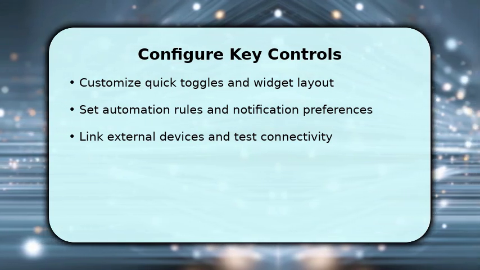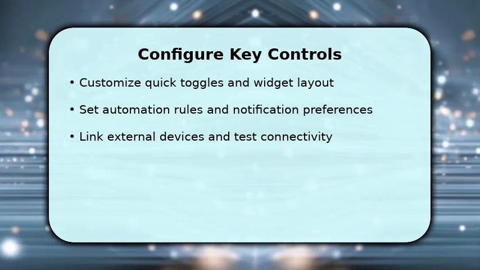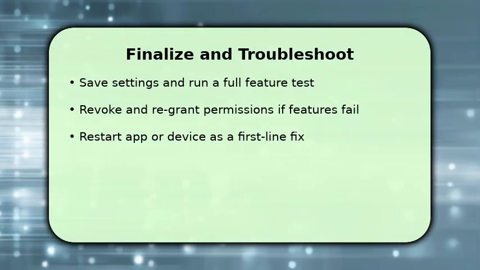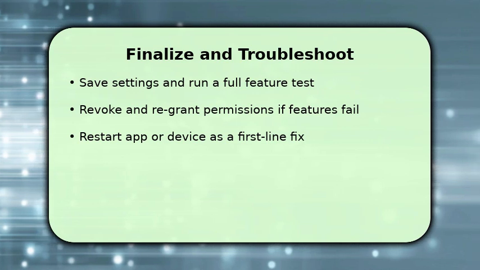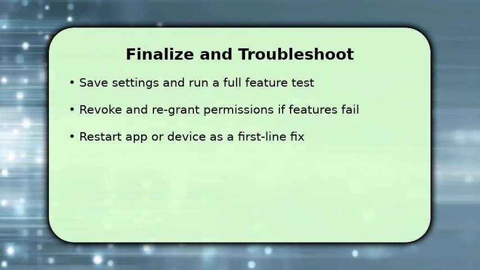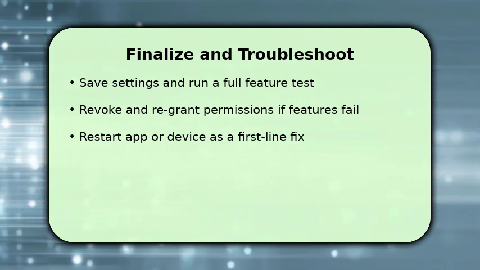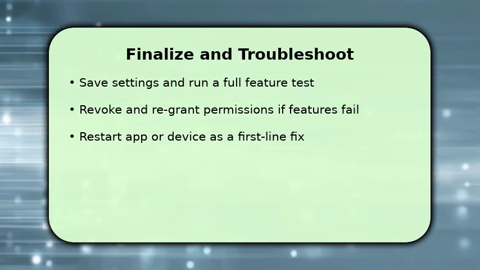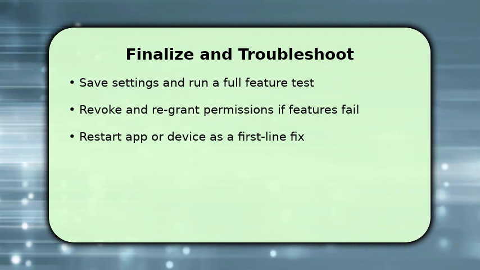To finish, save all settings and perform a full feature test. Toggle each control, trigger automations, and confirm notifications arrive. If something doesn't behave as expected, revoke and re-grant the relevant permissions, because that often resolves access issues. Make sure to restart the app, and if needed, reboot the device to clear transient errors.